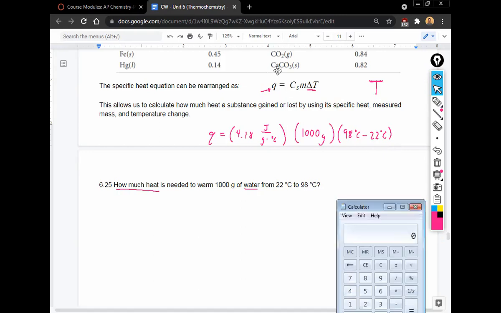All right, so let's do a little plug and chug. So let's start with the back end. So we got our change in temperature, which is going to be 76. Going to multiply that by the specific heat, 4.18. Going to multiply that by 1,000. And then there you go. That is going to be your answer, 317,680. And if we want to figure out the units, the joules cancel out, the Celsius will cancel out with each other. And so the answer will be in joules.